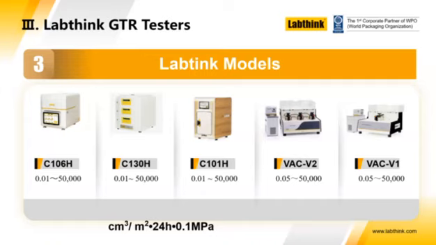And then we have model C130H. This has 3 test cells with pneumatic clamping in a horizontal arrangement, also very sensitive, 0.01 to 50,000. It uses an internal Windows computer and is controlled by an external keyboard, monitor and mouse. And then we have one of the very basic instruments. This is a single cell unit, C101H, which has an integral user interface, only 1 test cell, but high accuracy.